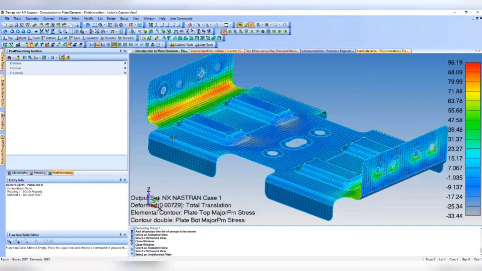You're going to see a lot of shell elements because, like I said before, you're dealing with very thin structures with big acreage surface areas. And the best way to model those is with shells.